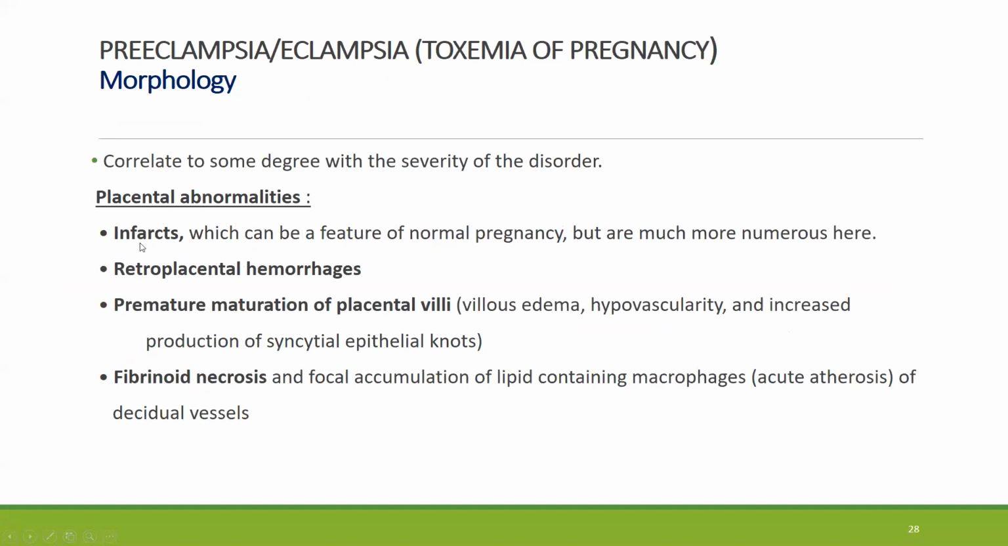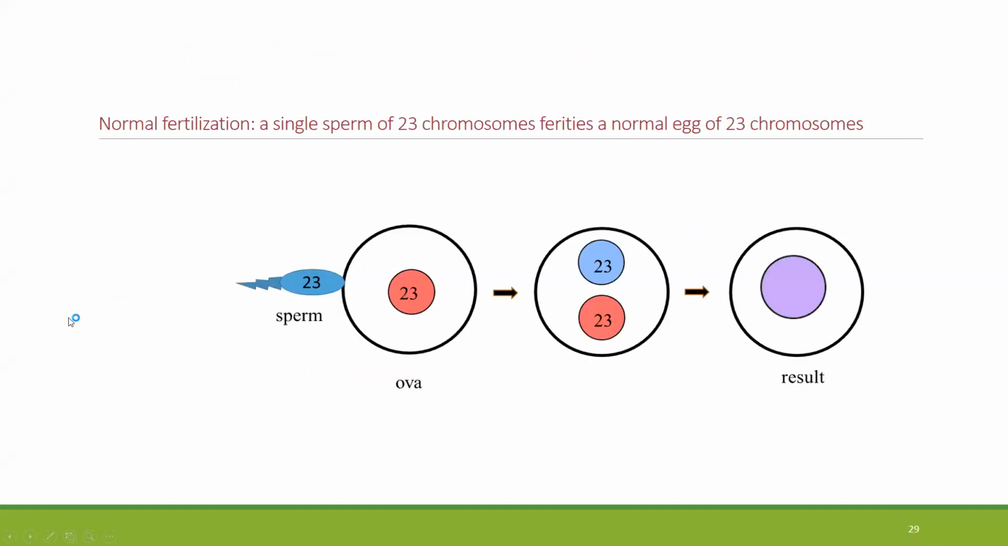Morphology, histopathologically, we see infarcts, retroplacental hemorrhage, and premature maturation of the placental villi. Just remember the infarction and the fibrinoid necrosis. It's commonly seen in eclampsia and preeclampsia. So infarction, hemorrhage, fibrinoid necrosis, that's all you need to remember in pathology.